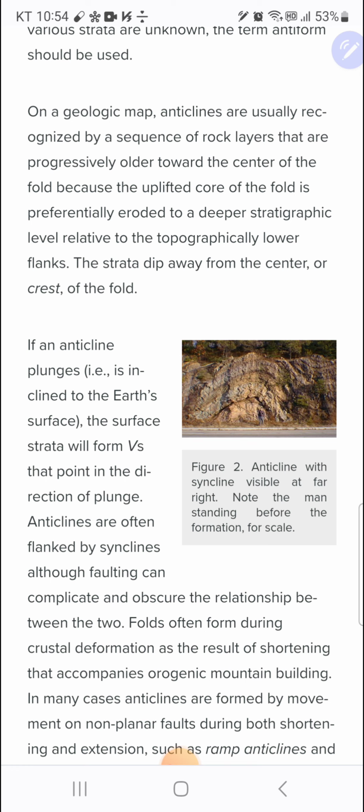If an anticline plunges, that is, is inclined to the Earth's surface, the surface strata will form multiple V's that point in the direction of plunge.